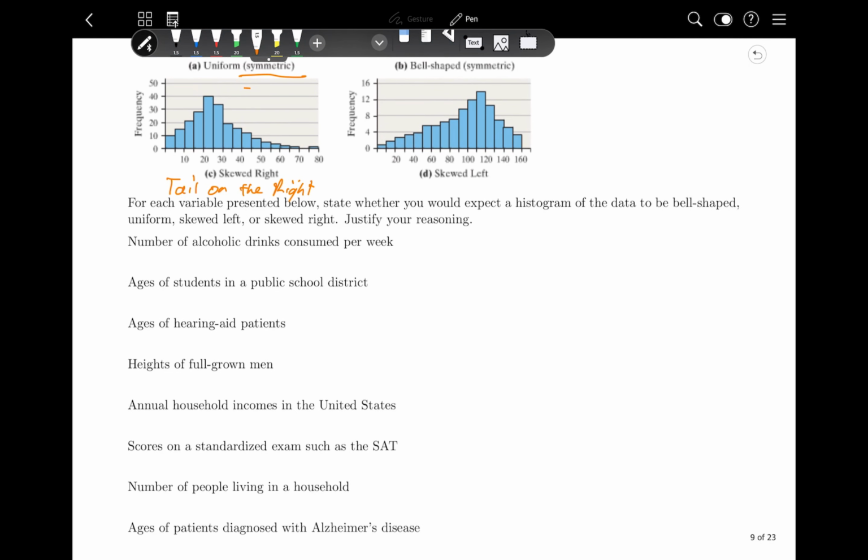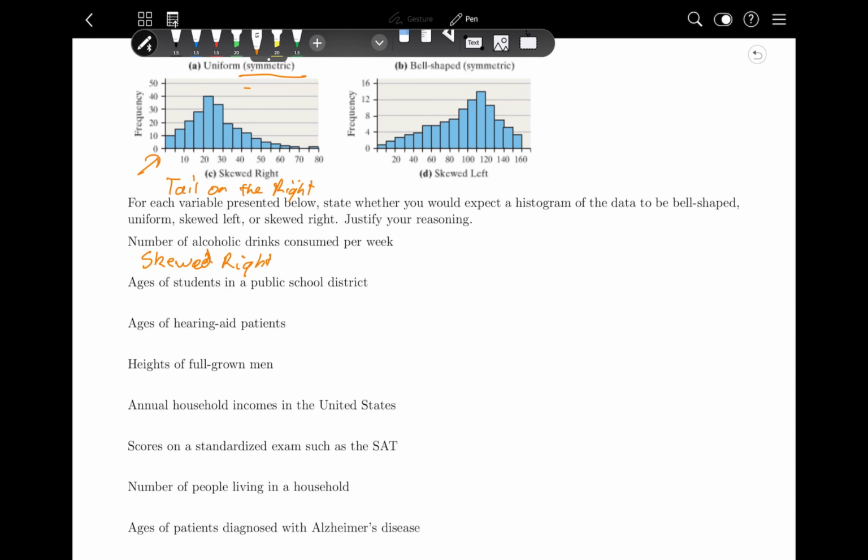So what we want to know here is, are these things going to be bell-shaped, uniform, skewed left, or skewed right? So in this case, number of alcoholic drinks consumed per week. For me, I would expect this to be skewed right, because I expect that most adults drink somewhere between 0 and 10 drinks a week. And so that's where the hump is going to be, over near 0, but then there are obviously a few people that are drinking a lot more than that. So that's what would make it skewed right. It would look something similar to this graph right here.